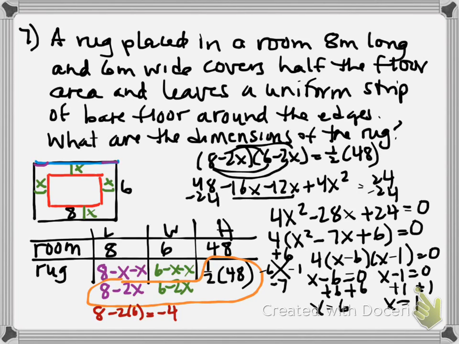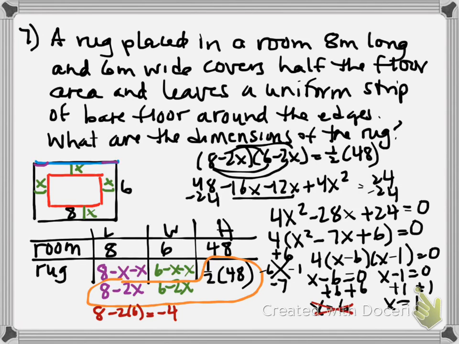Because think about it, if this is meters, and a meter is like a yard, and you're having 6 yards of flooring showing up, that's huge. So that's a big problem. That's not going to work. So it gets thrown out because it's completely not reasonable. So we do have a reasonable answer, though, with the 1.